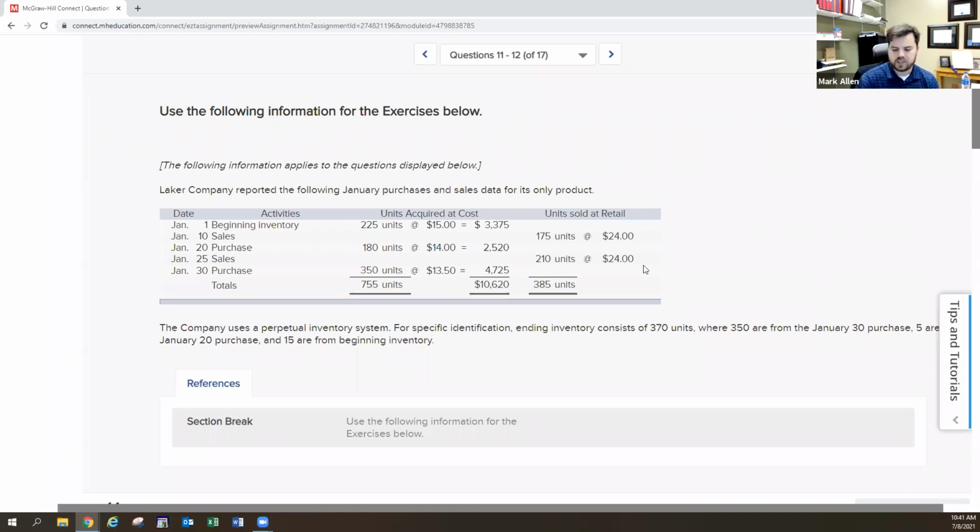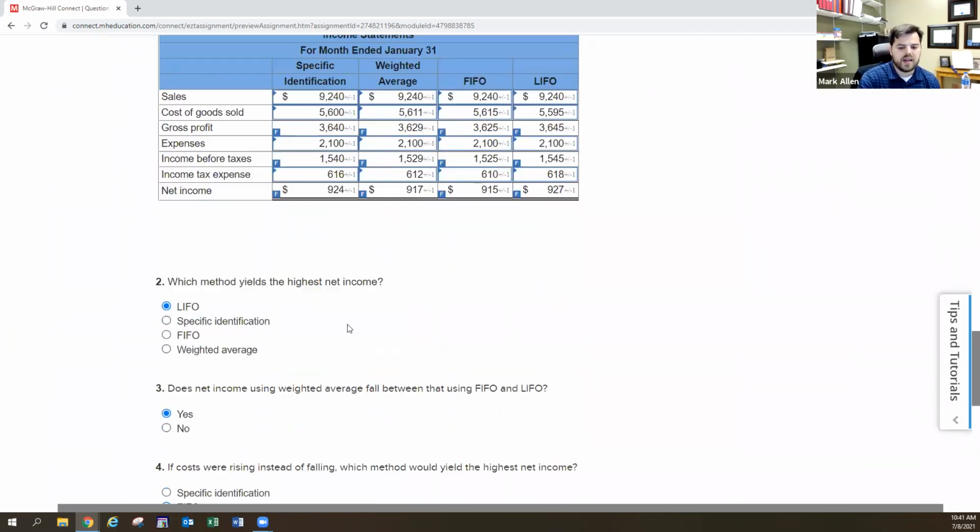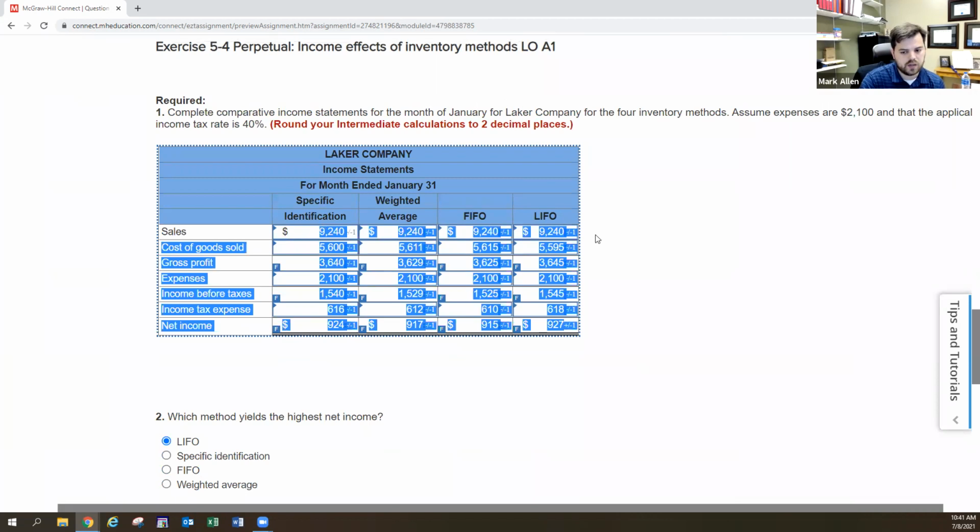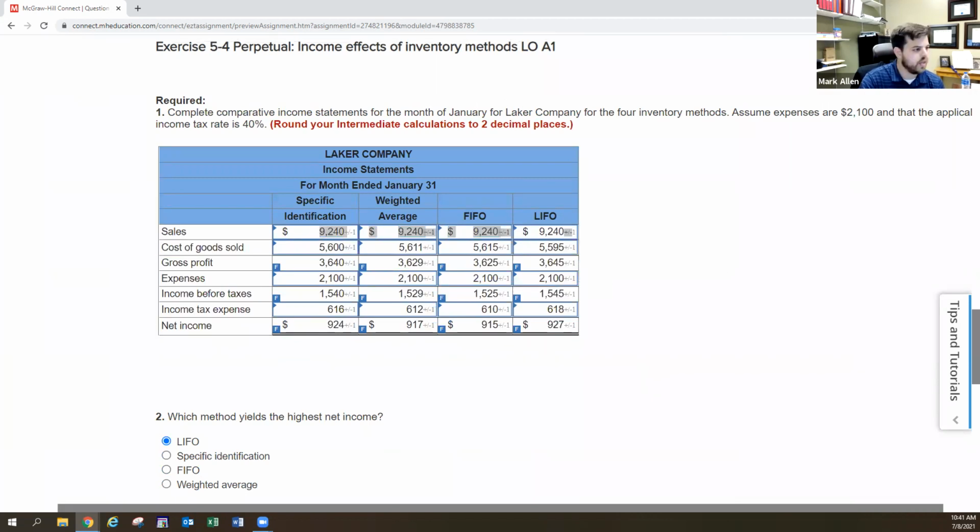Plus 4,200 is 9,240. And that 9,240 is where they got the sales. One very important thing you want to notice here is that it does not matter which inventory method you are using, sales is not affected, right? Customer doesn't care if you're pricing with specific ID on your end, if you're using weighted average, FIFO or LIFO, right?